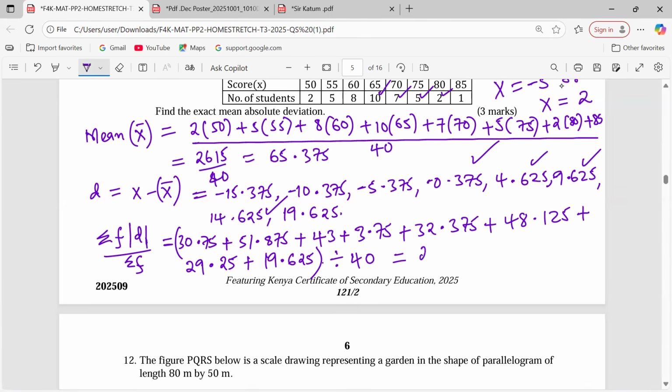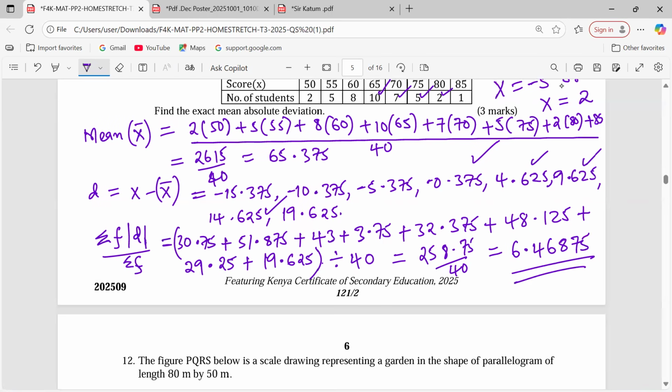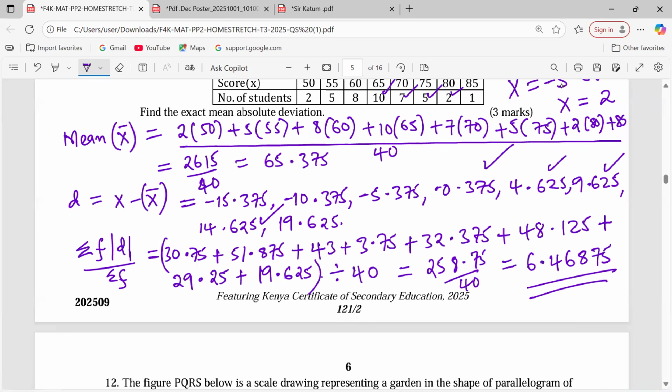So I'm getting 258.75 out of 40. So when I divide by 40, I'll get 6.46875. So this is the mean absolute deviation. Mean absolute deviation. Very simple. Mean absolute deviation. That way.